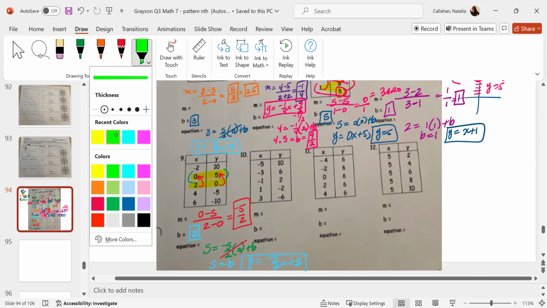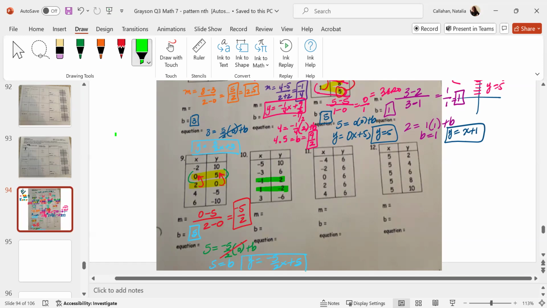Number 10, again, you can pick whatever points you want to use. I'm going to use points that have small numbers. So when I find the slope, it's -2 minus 2, 1 minus -1. You have to be careful of the double negatives, okay? So -2 minus 2 is a -4. 1 minus -1 is a +2. Do you see that? So your slope is a -2. That is your slope.